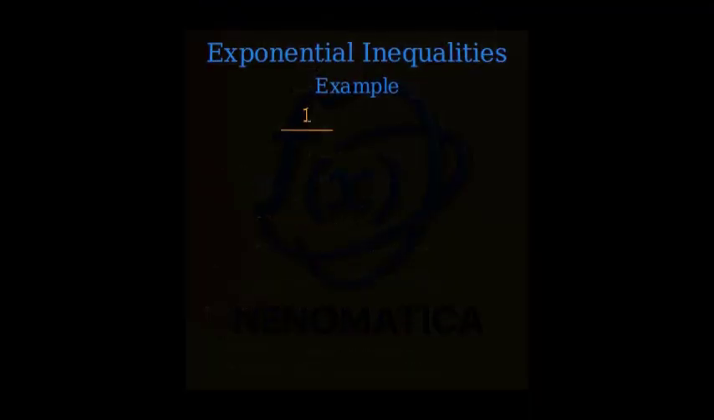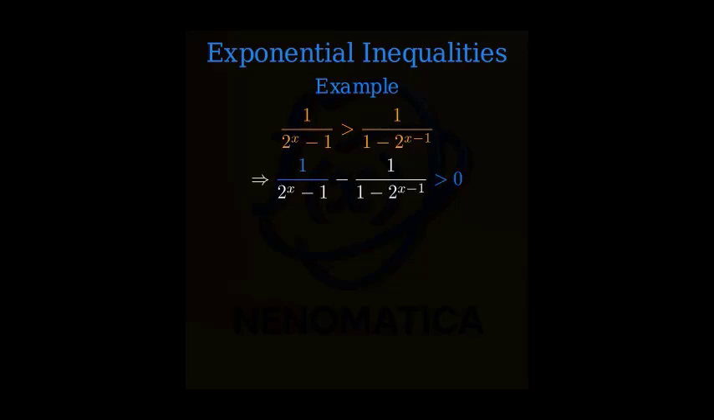Let's start with our example. We need to solve the following exponential inequality. The first step in solving this inequality is to bring both fractions to the same side. We'll subtract the right fraction from the left fraction and check where the result is greater than 0.